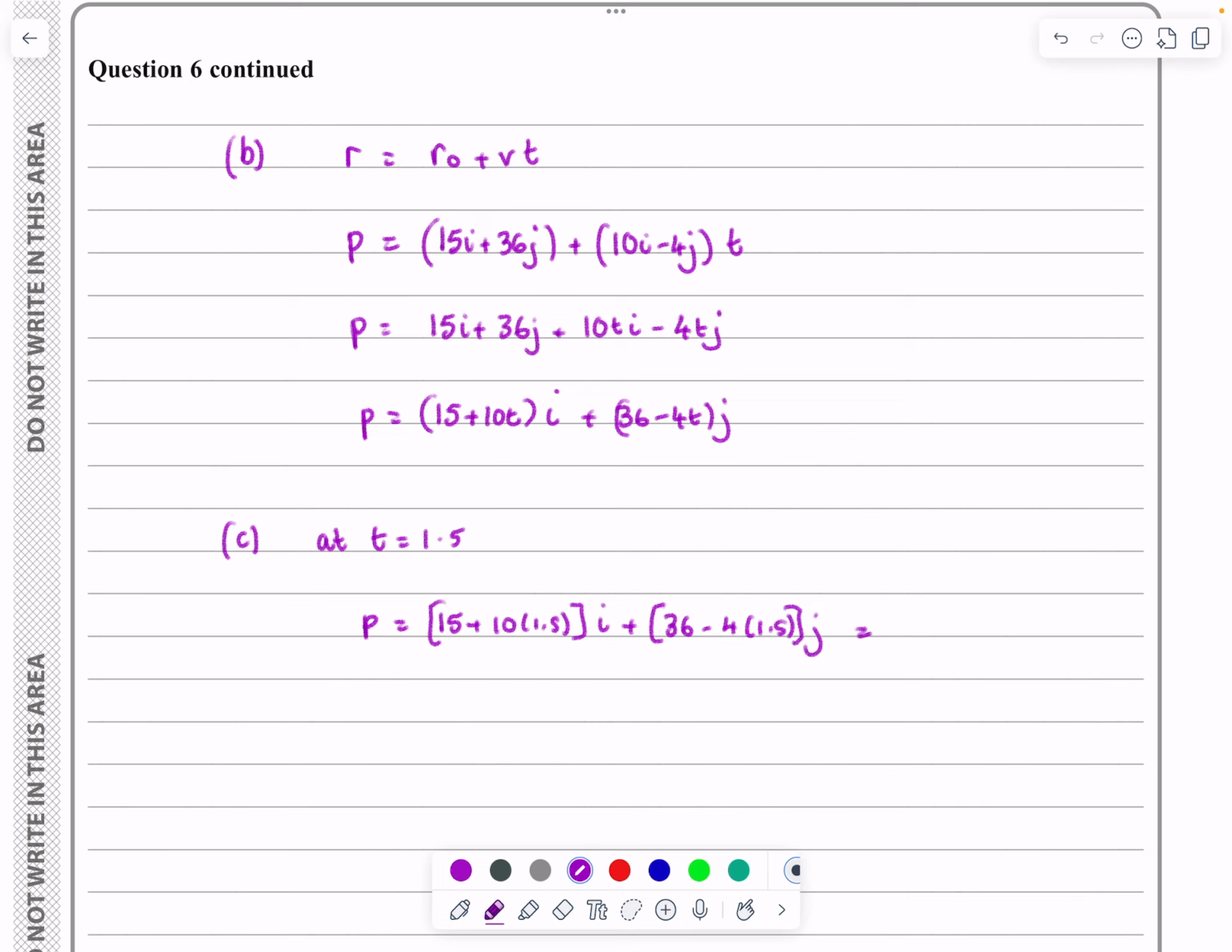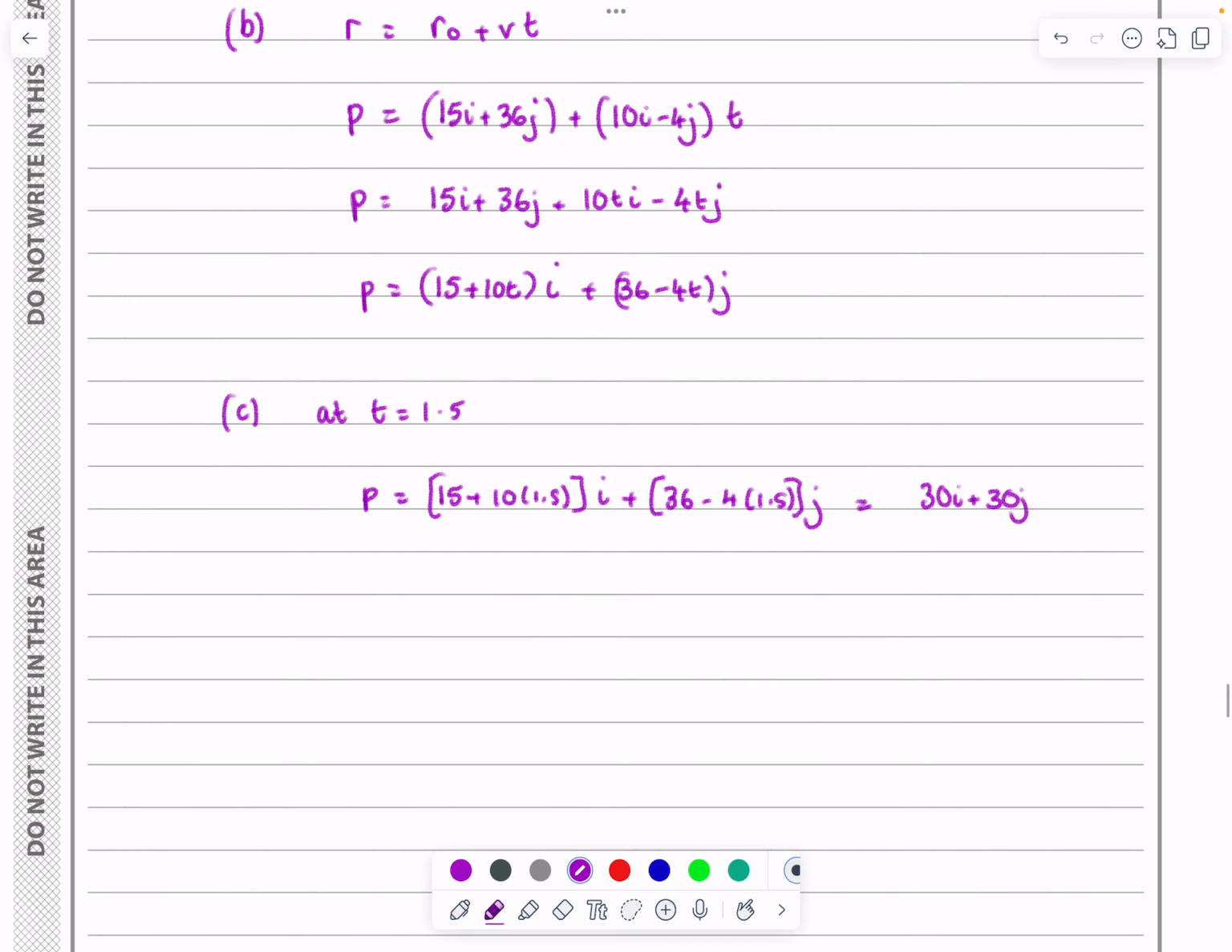And if you work that out, that actually works out to be 30I plus 30J. Let's see where Q is. Q is going to be equal to, Q was 42 minus 8T. So 42 minus 8 lots of 1.5 I. And it was 9 plus 14 lots of T J. And that also works out to be 30I plus 30J.